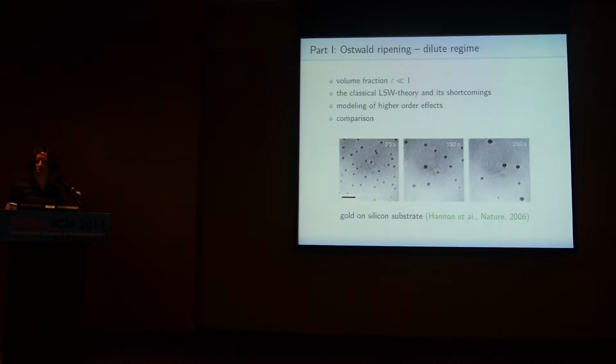So we need to take higher order effects into account. The classical theory is basically the limit as epsilon goes to 0. Higher order means we take epsilon small but finite, and this gives additional effects. Then I will give you an overview of the type of effects that one might take into account, how one can incorporate them in the corresponding models, and then compare the predictions of these different models. Here's just another experimental picture that shows that the dilute regime is certainly of some interest.